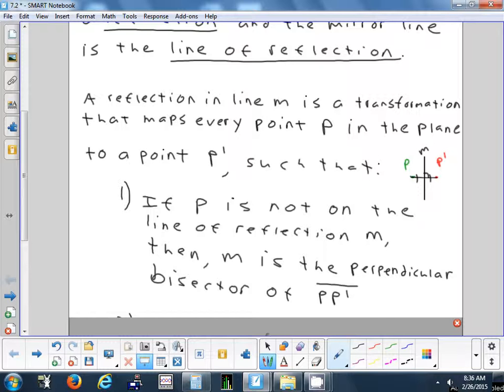So what does that basically mean about the distance from P to the line of reflection and from P prime to the line of reflection? What's that mean? How about Kira? They're the same. Exactly. That's a very important characteristic when you do a reflection. The distance from the original point to the line of reflection and the distance from the reflected point to the line of reflection is always the same. That distance won't change.